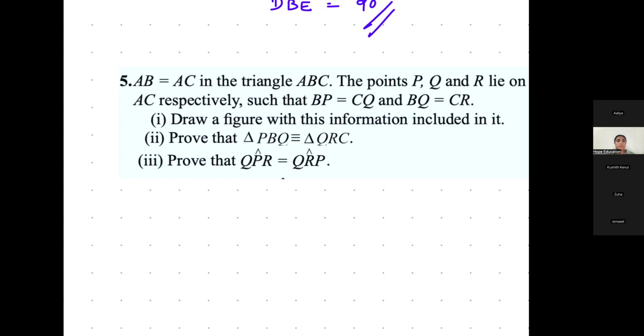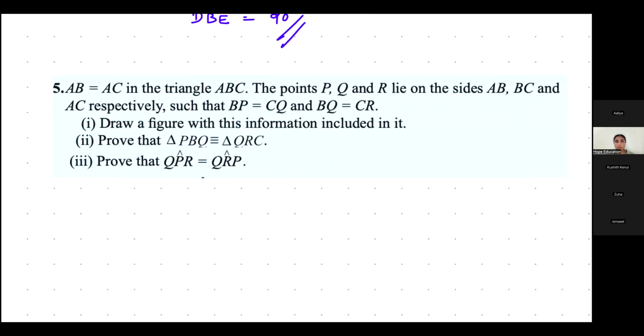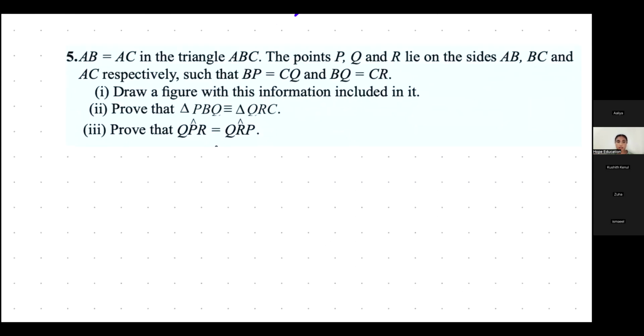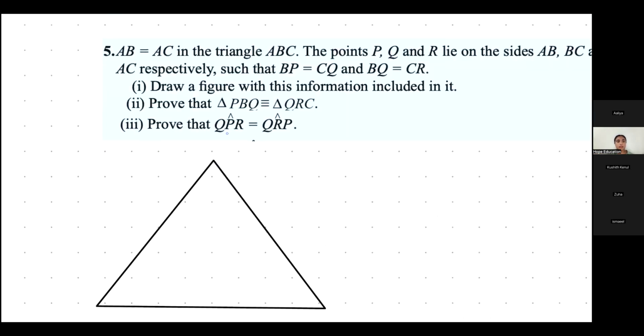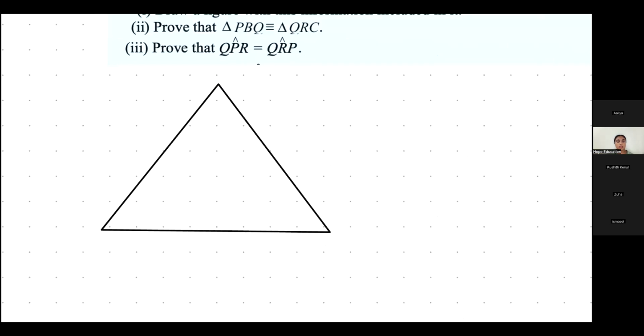All right. AB equals AC in the triangle ABC. Okay, that means we need a triangle ABC. I'm going to draw it as I understand it for now. Later on we can see if this is correct or not. We can change it. Just a sketch. We have a triangle ABC. AB equals AC.